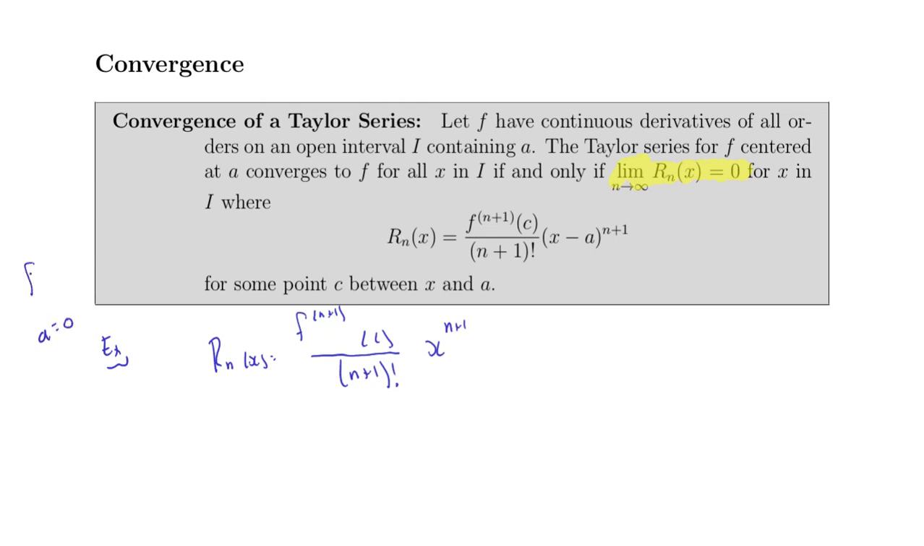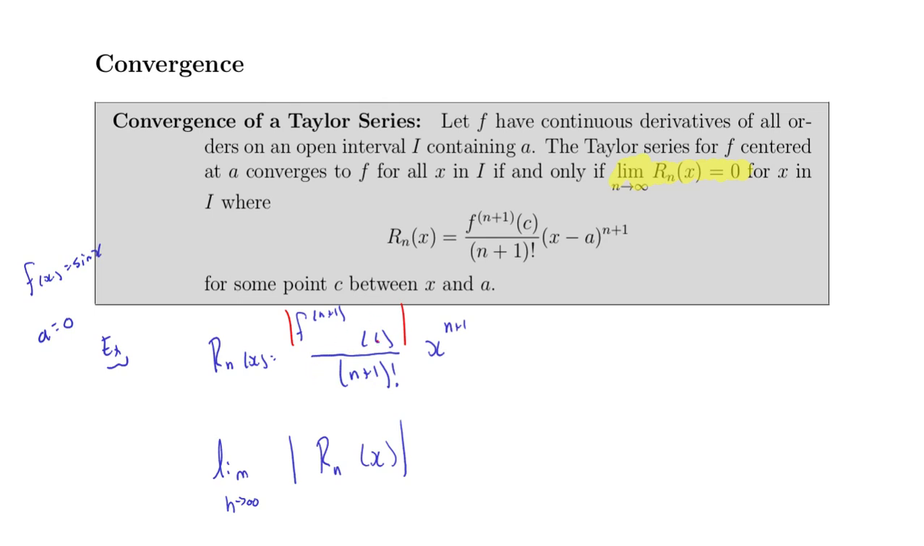Now, our function was the sine function, and that's important because we know the structure of the derivatives. If we look at the limit as n goes to infinity of the absolute value of r sub n, this remainder, what you're going to do is throw an absolute value here and on the rest of it. But the big important thing is that we know that all of these derivatives are either positive or negative, sines or cosines.